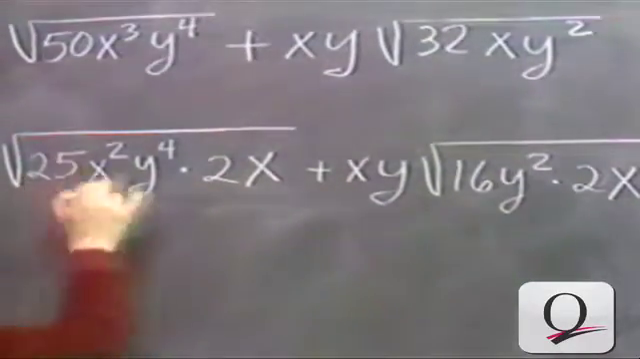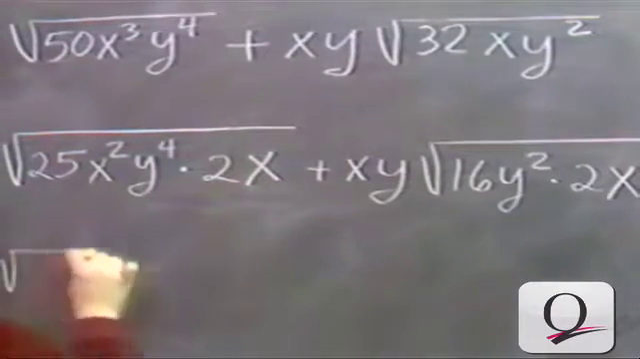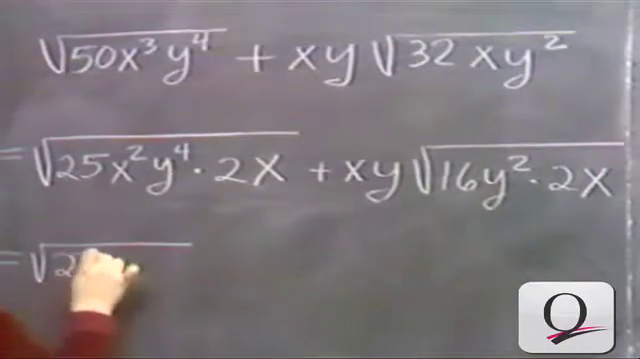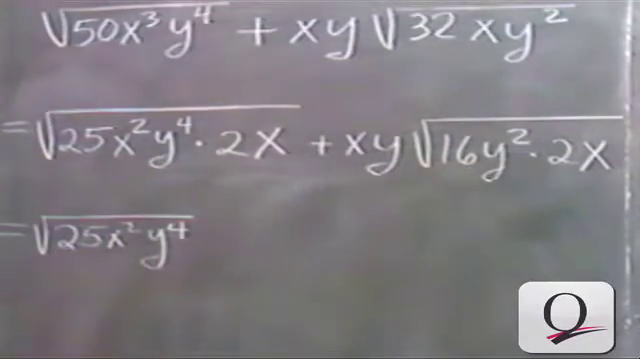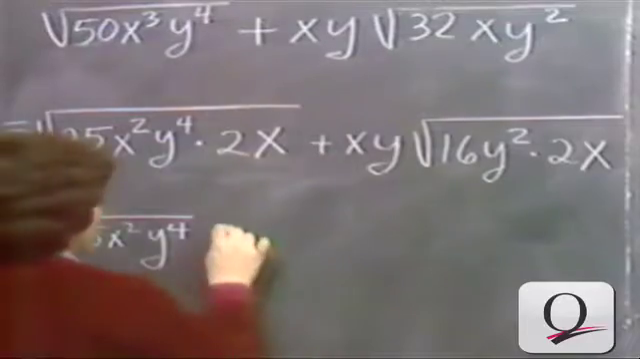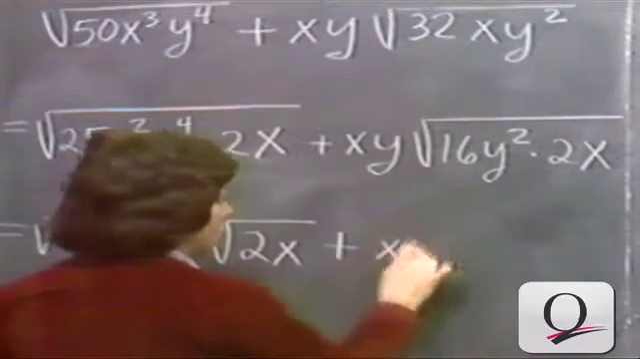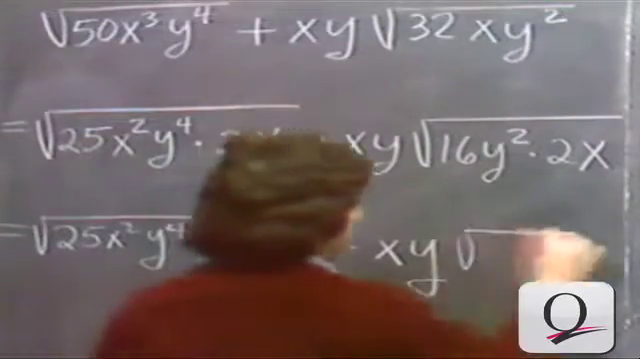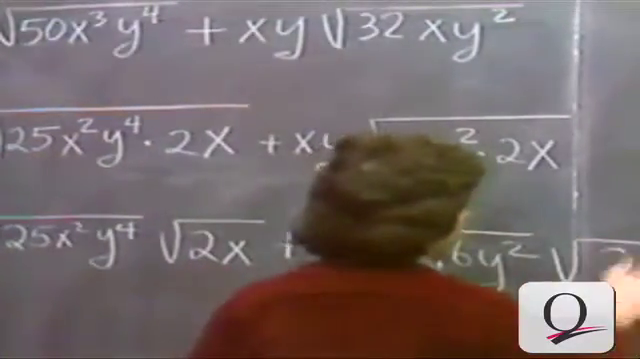Okay, the square root of a product is the product of the square roots of the factors. We will break this up, give us the square root of 25x squared y to the 4th under the radical times the square root of 2x. Here we have xy outside of the radical. We'll make this the square root of 16y squared times the square root of 2x.